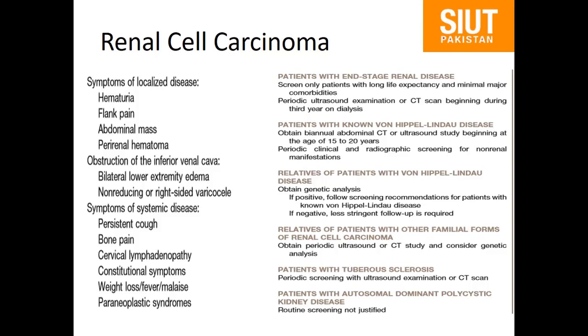Or it could be due to the obstruction of the IVC, thrombosis we are frequently seeing in our patients, bilateral lower limb extremity edema, or could be right-sided varicocele due to compression of the IVC. Or symptoms of the systemic disease, like if we have a metastasis in the lungs, it's the most common site for RCC. The persistent cough, bone pain, cervical lymphadenopathy, constitutional symptoms, weight loss, fever, malaise, paraneoplastic syndrome.